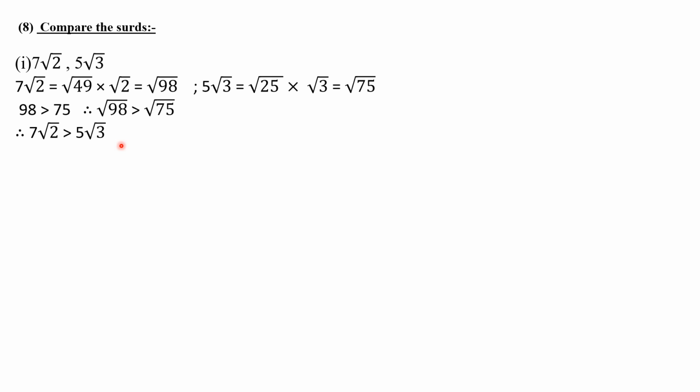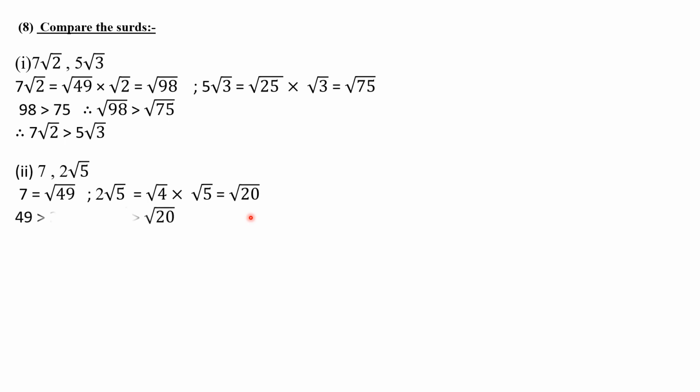Okay. Now, the last one, that is 7 comma 2 into root 5. So, which is greater? Let's see. Now 7 I can write under root as 49, and 2 root 5 I'll write, that is 2 will be written as root 4 into root 5 as it is. So 4 fives are 20. Now I'll compare 49 and 20. Obviously 49 is greater. So 49 is greater than 20. Therefore under root 49 is greater than under root 20. Therefore 7 is greater than 2 root 5.